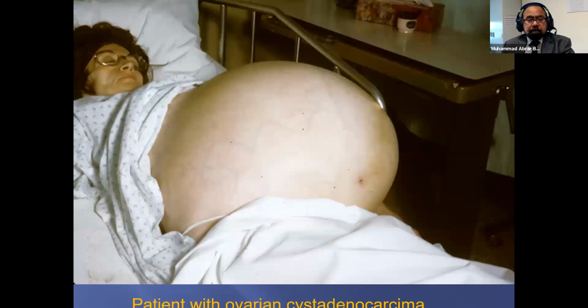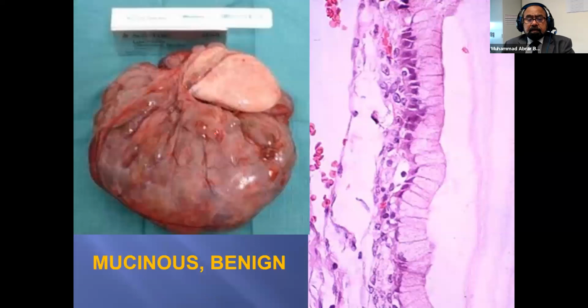So this is another picture of a patient. You can see a very large abdomen. This shows not only the ovarian size, but also that it is filled with ascites. And if you just tap the fluid, you can see a malignant cell there.